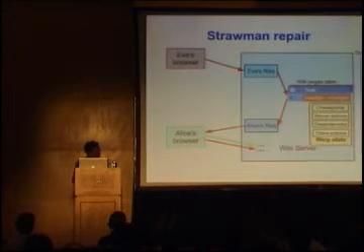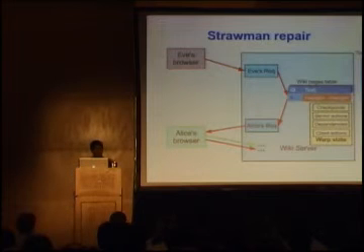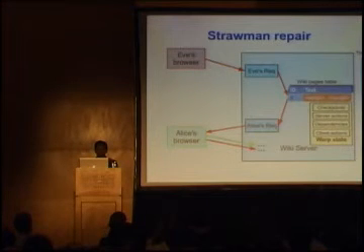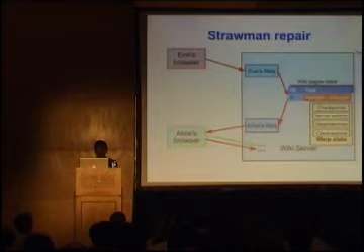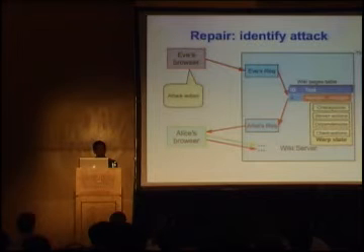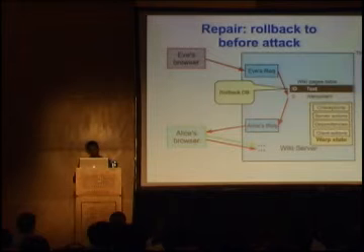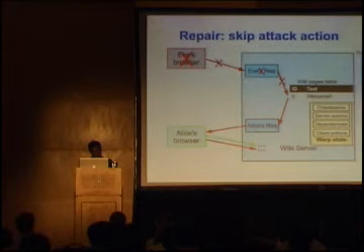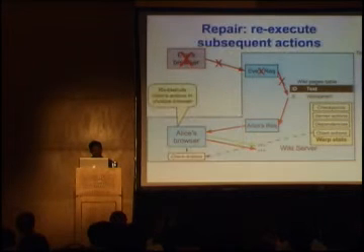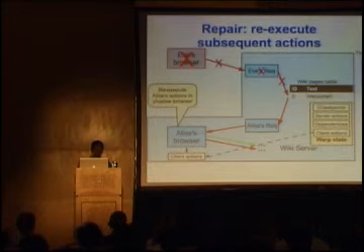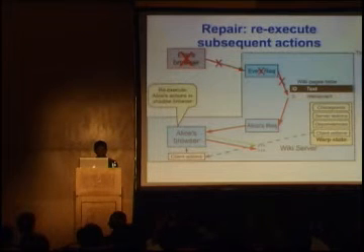And to keep it simple, first I'll illustrate this repair process with a straw man, and then along the talk I'm going to refine different aspects of it. The first step in the repair process is to identify the attack action. In this case, it was Eve's initial request to the server containing the JavaScript code. Now, once the attack action is identified, Warp rolls back the database to the state before the attack, skips the attack action, and replays all the subsequent actions. In this case, it replays Alice's subsequent requests.